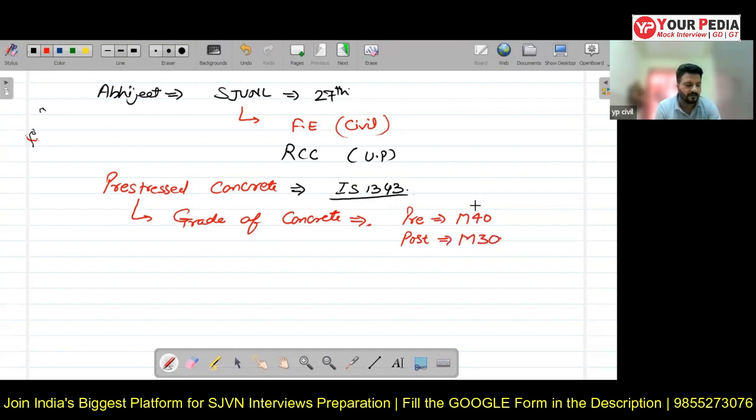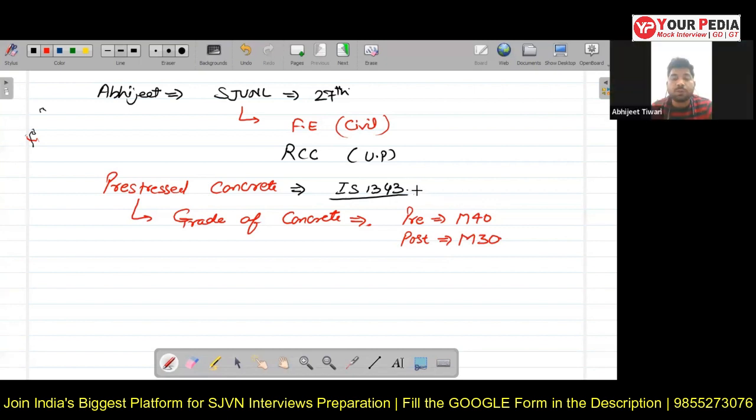Why is this grade of concrete higher for the pre-tension work? Sir, to incorporate the losses, because while tensioning there are 6 losses, but majorly the loss is due to the elastic shortening. So to incorporate those losses, we provide a higher grade of concrete in pre-stress.